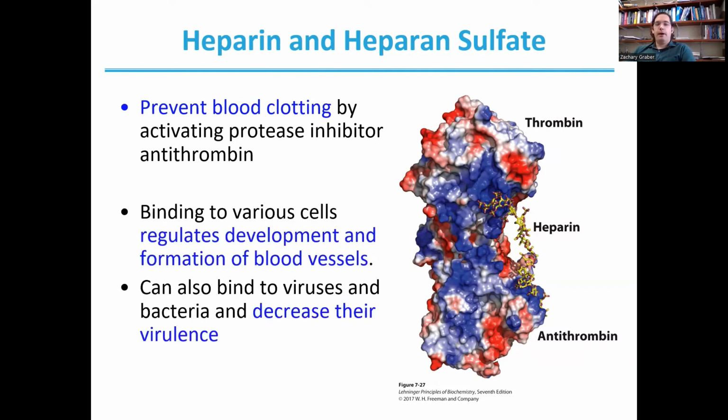It also will bind to various cells, and it can regulate development and formation of blood vessels. And as we saw, it's also involved in interactions with viruses and bacteria.